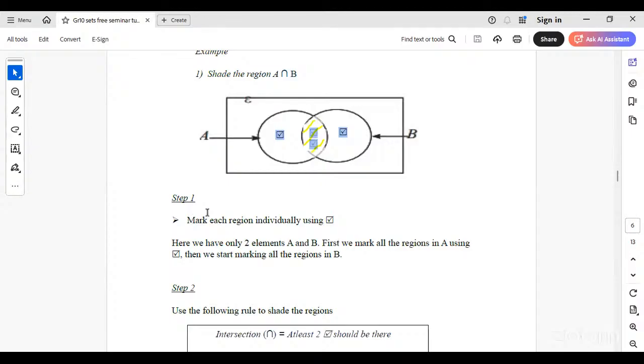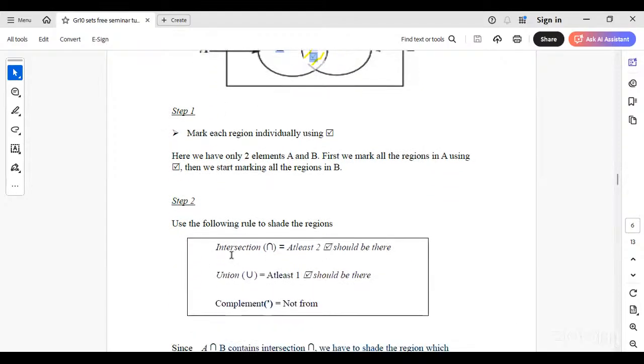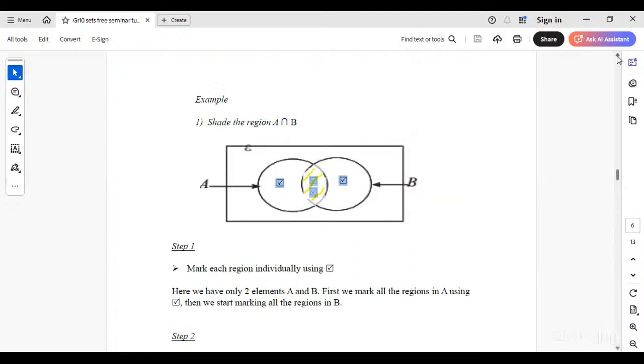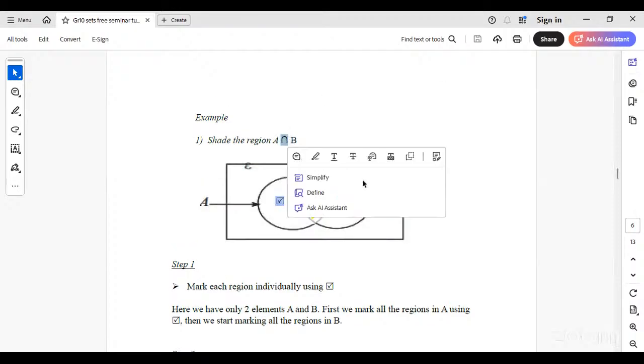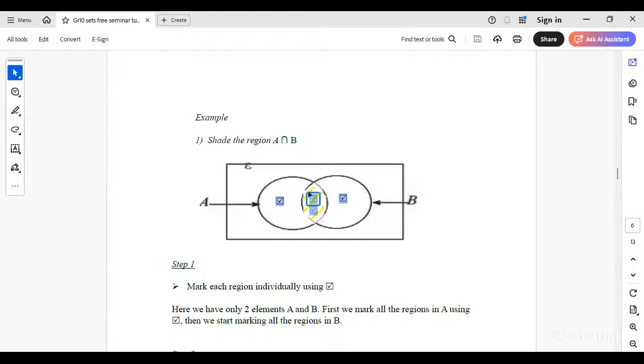Step one: mark each region individually using ticks. Here we have only two elements, A and B. First, we mark all the regions in A, this one and this one, using ticks. Then we mark all the regions in B, this one and this one. Step two: use the following rule to shade the regions. Intersection means at least two ticks should be there, so we shade that part. Union means you have at least one tick. In this question they have given intersection, not union, so we shade the region which has two ticks, that means this middle region.